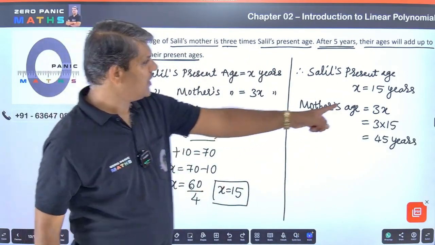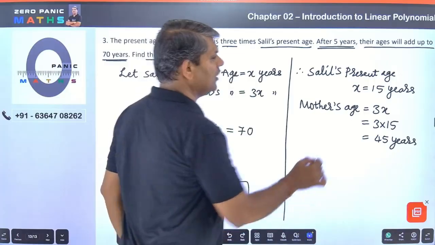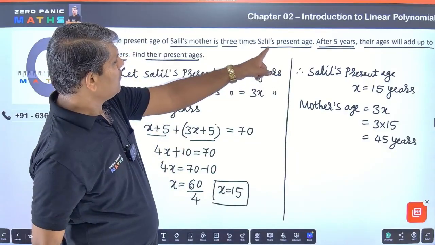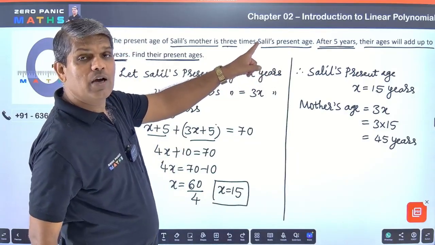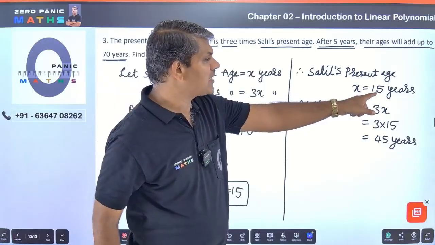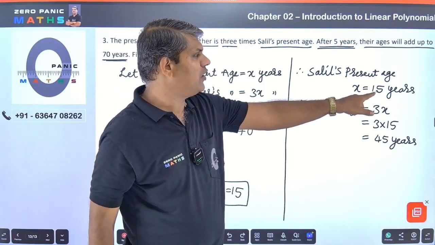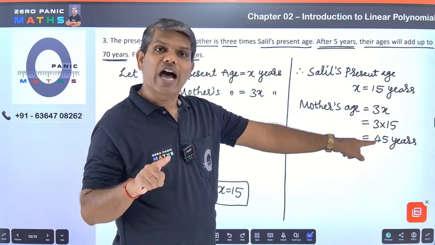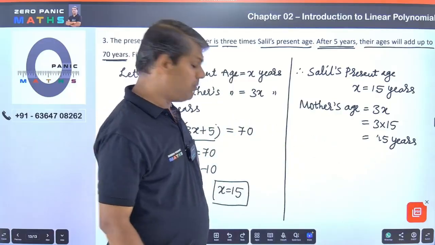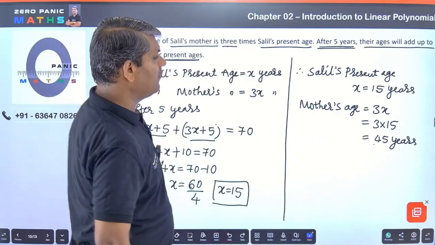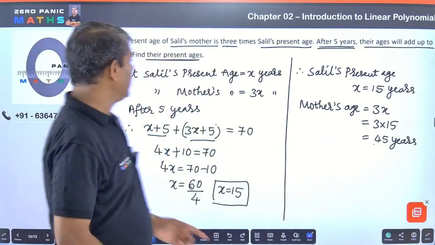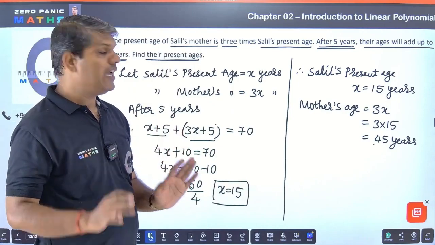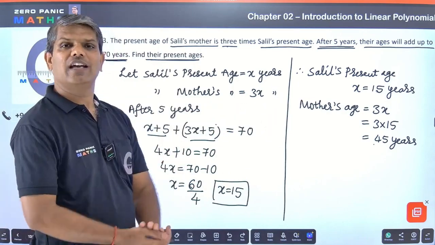Okay, now how do you verify that your answers are correct? You just put in the information given in the problem. After 5 years, if he is 15 years, he will become 20 years, and mother's age, 45 plus 5, will be 50 years, right? 50 plus 20 is 70, and that is the information given here. So this is how you have to verify that your answers are correct.